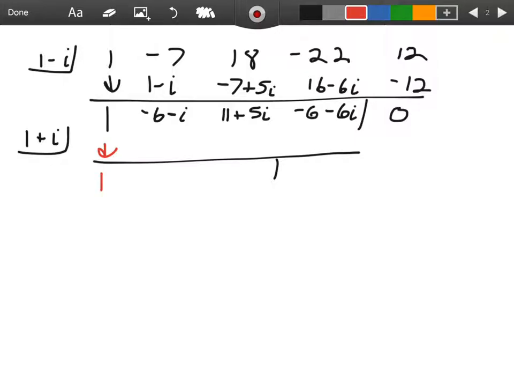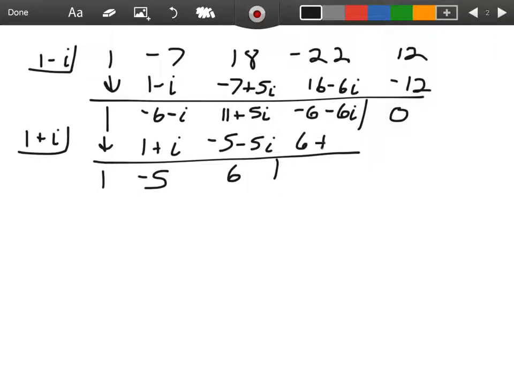So we get 1, and we get 1 plus i, which gives me negative 5. Multiply those, we get negative 5 minus 5i, which gives me 6, and that gives me 6 plus 6i, which gives you 0. So that was all understood that was going to happen because I knew that those were zeros.